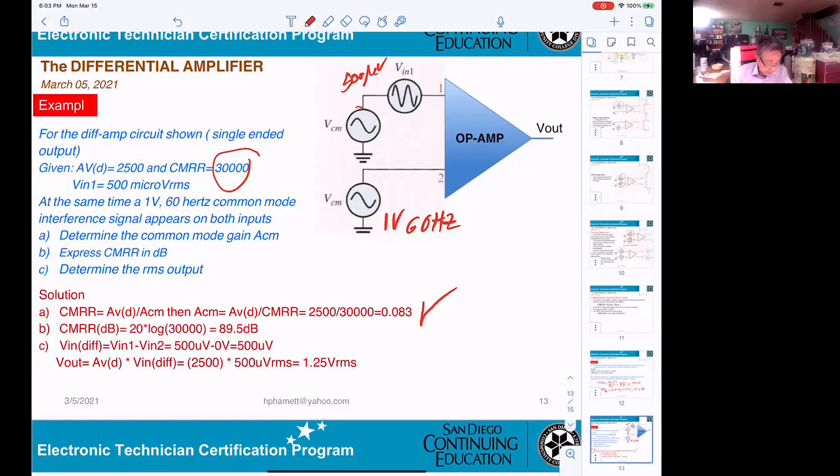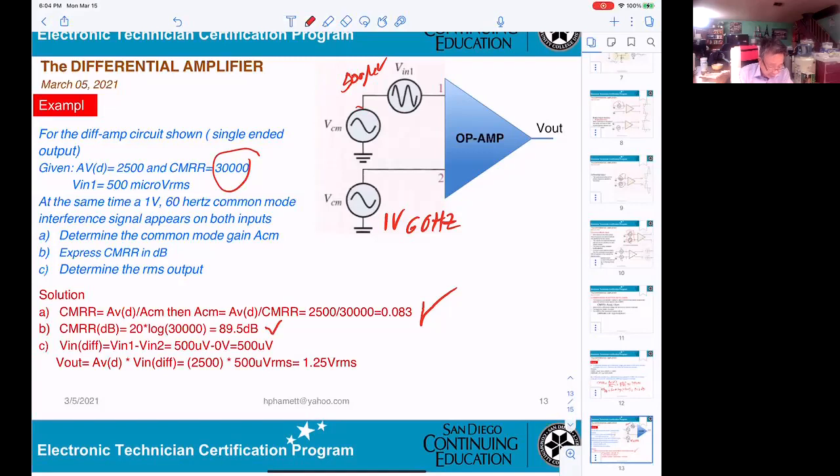Then they say express the common mode rejection ratio in dB. So you get the common mode rejection ratio equal to 30,000, and now they want it in decibels. Then you apply 20 times log of 30,000, and you get 89.5 dB.